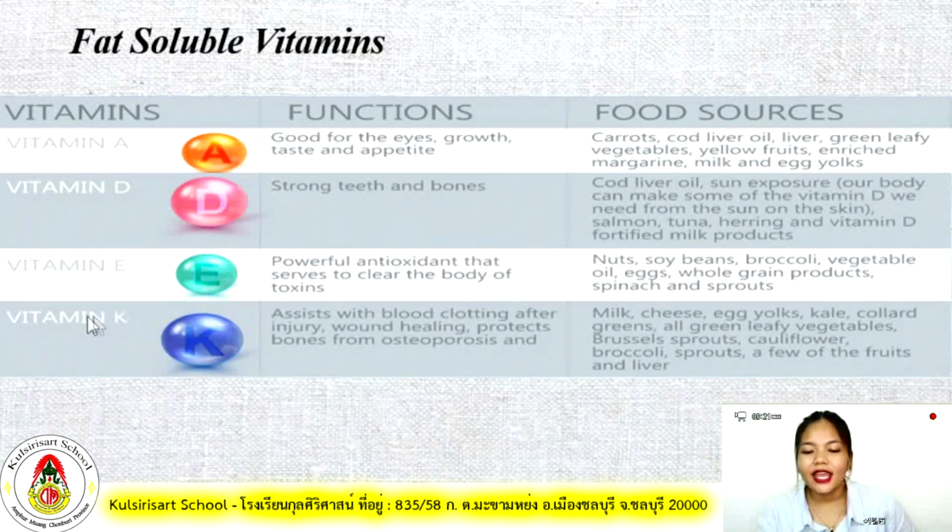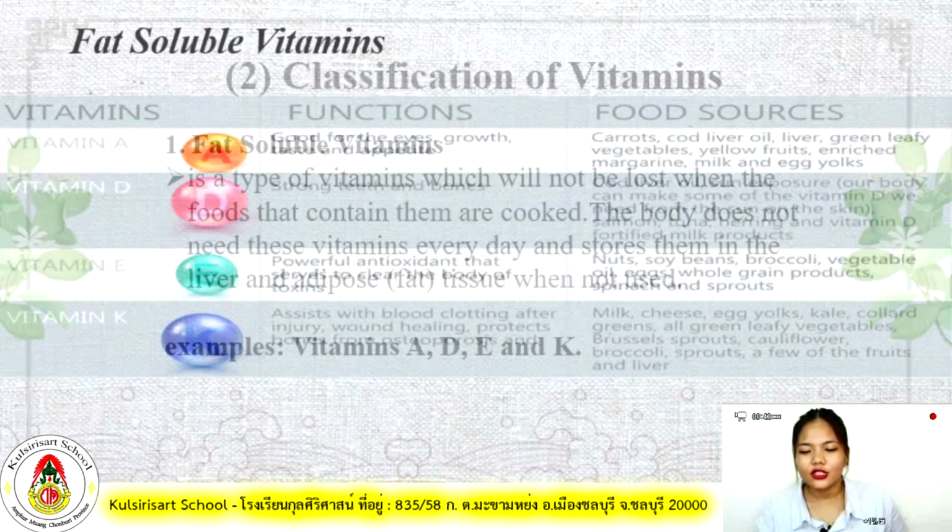And the next one is vitamin E. What is the function of vitamin E? Vitamin E is a powerful antioxidant that serves to clear the body of toxins. So if you think you have a lot of bad substances in your body, you should take in vitamin E.